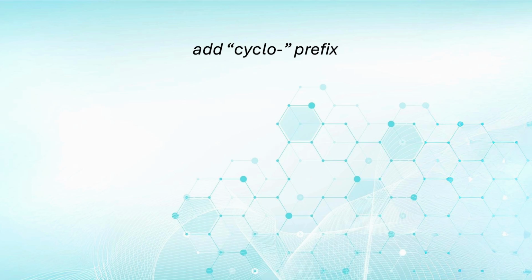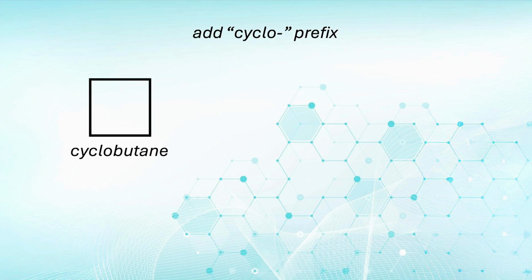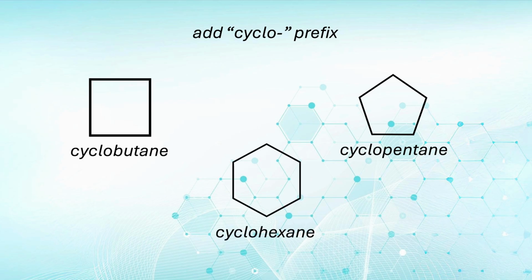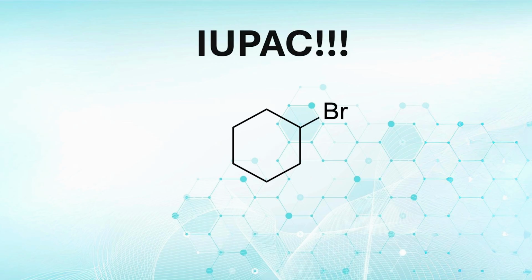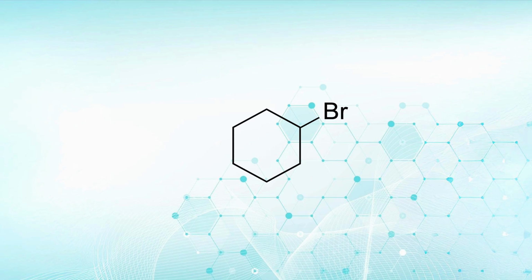For example, a 4-carbon ring would become cyclobutane. A 5-carbon ring would be called cyclopentane. A 6-carbon ring would be called cyclohexane. However, if we have a substituent on a ring, we need to follow very similar rules to the IUPAC rules we learned before. For example, this 6-carbon ring has a bromine attached to it.